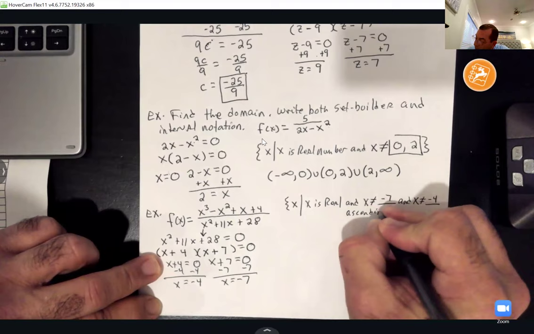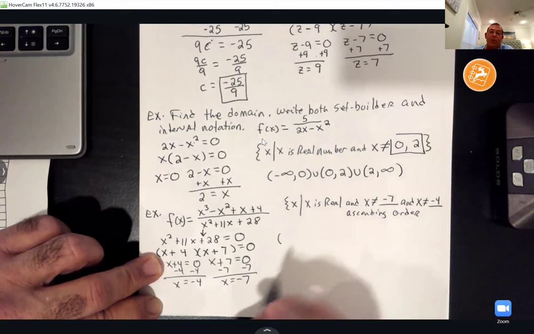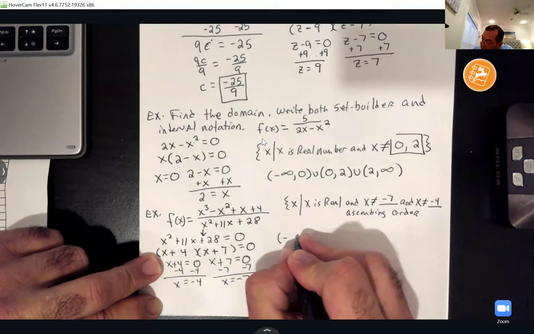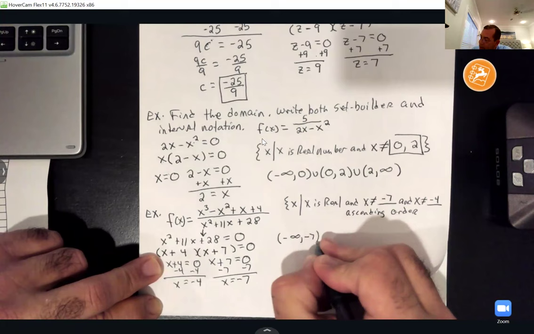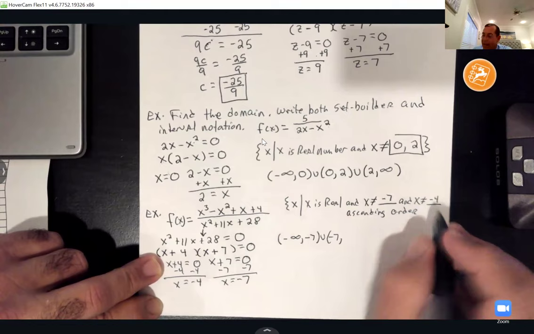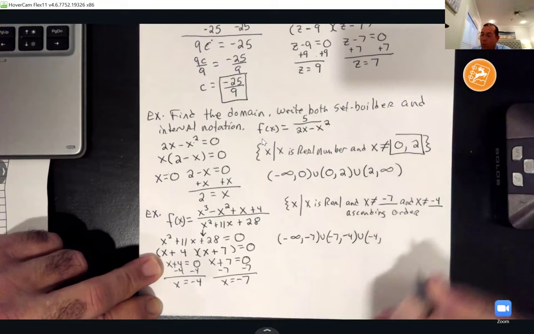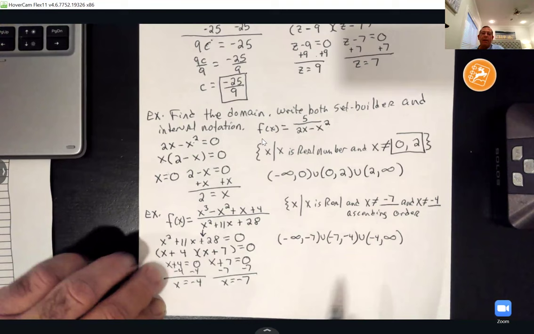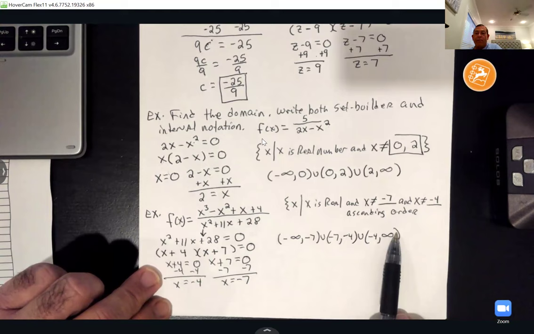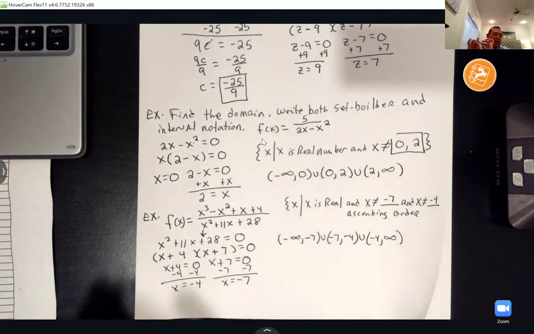And I think that's just so you'll get it right on the interval. So the interval notation will start at negative infinity. So you're cruising right until you hit negative 7. So we're going to union around that negative 7. And we're cruising until we hit that negative 4. We're going to union around that negative 4. And then we're cruising until we hit positive infinity. So notice, they all start with negative infinity. They all end with infinity. And we're just unioning around the numbers we are kicking out, okay?